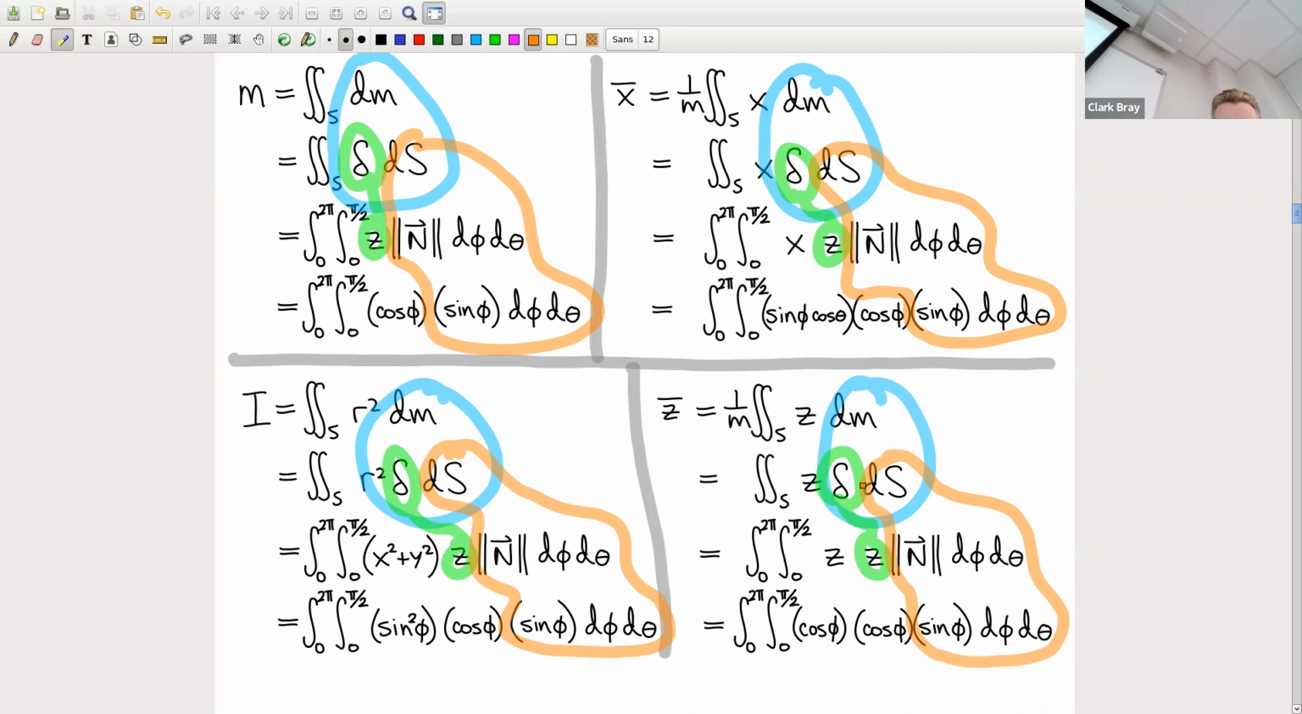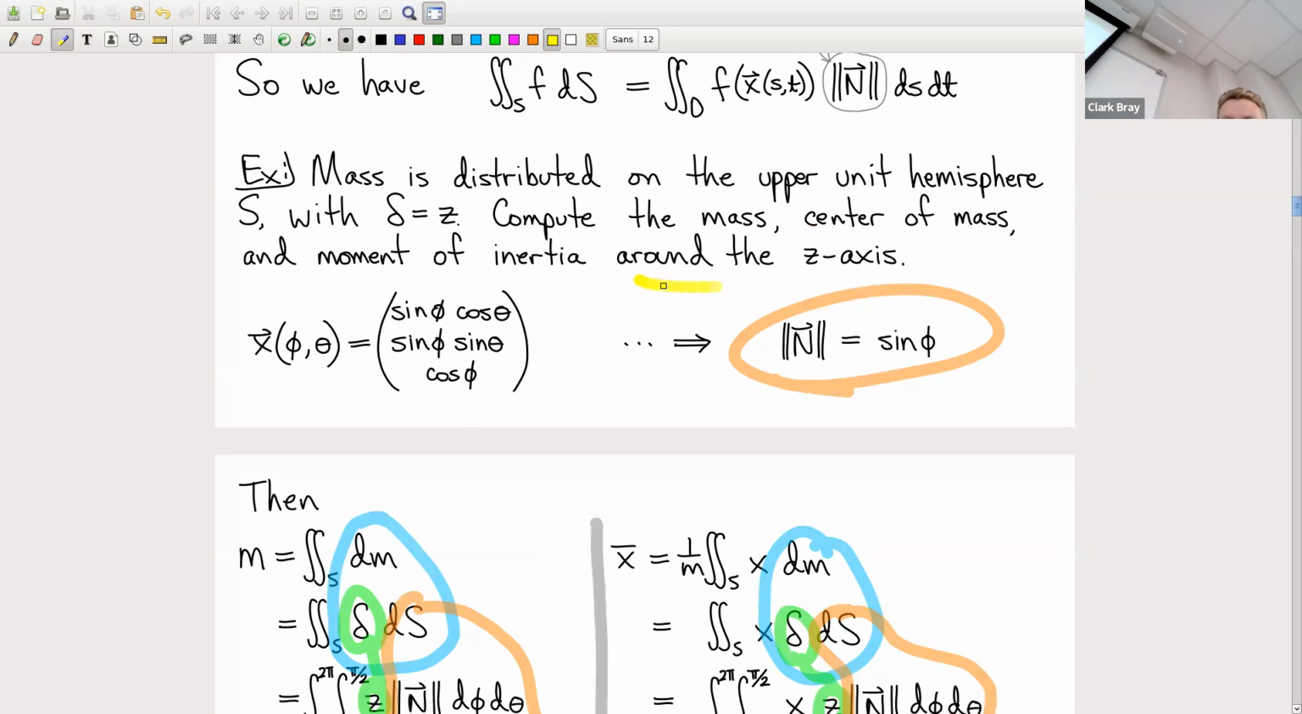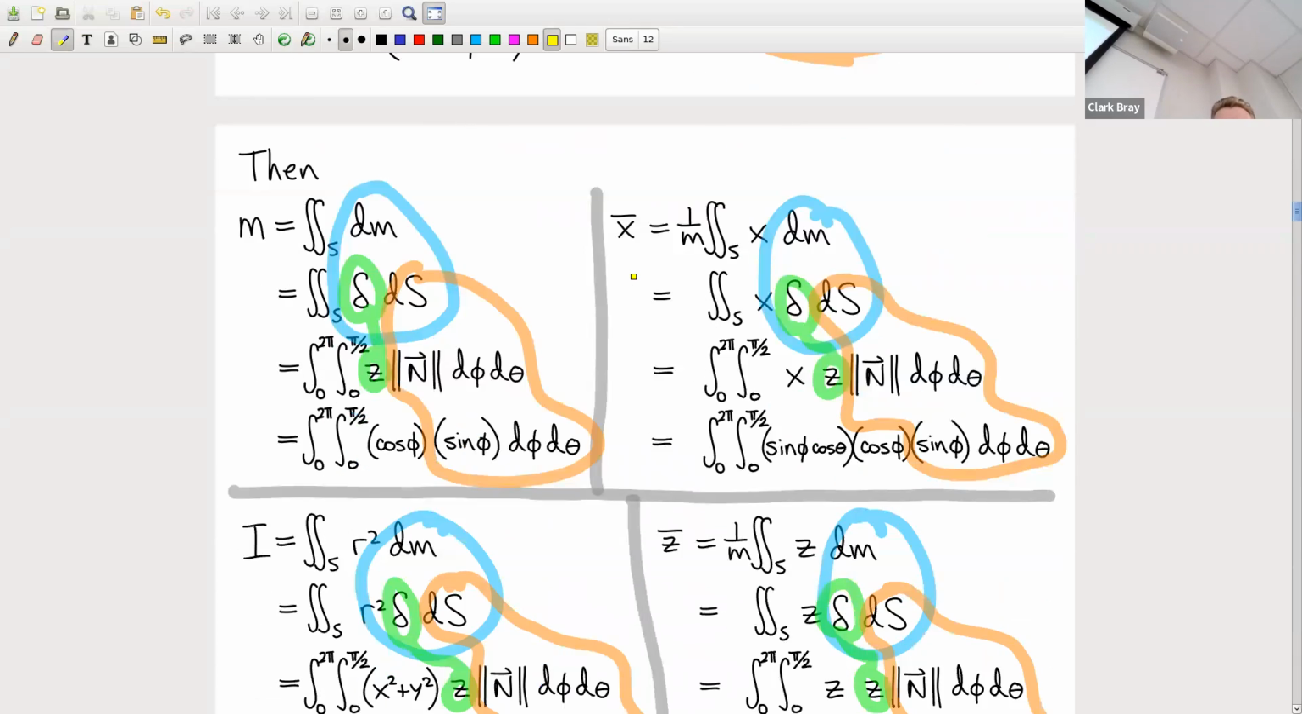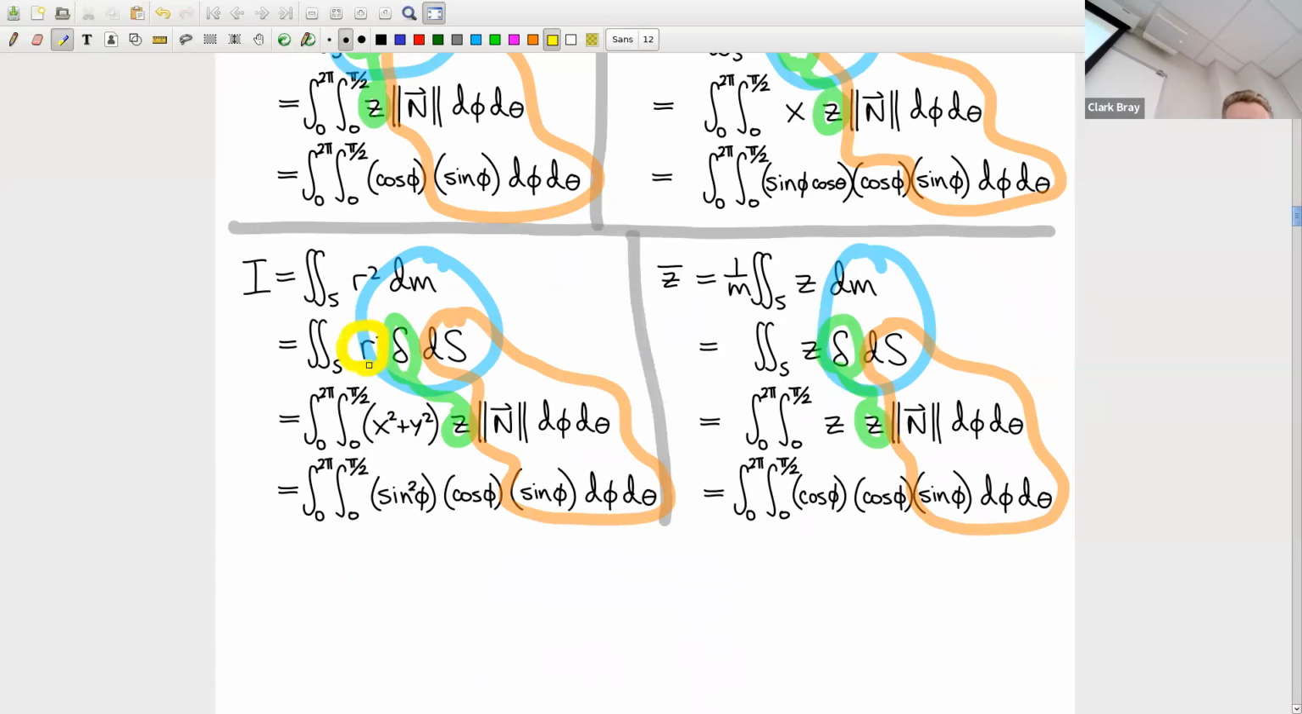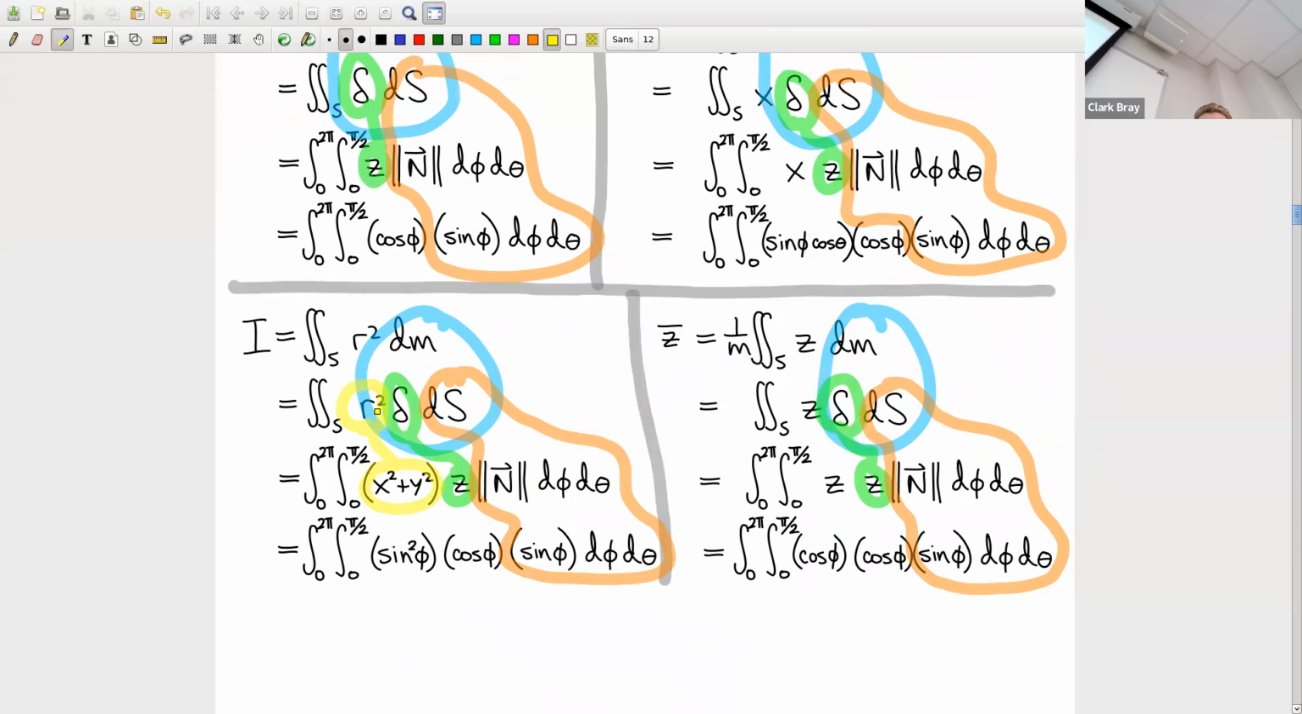Now we've got various different things to plug in. I guess we'd better observe that since we're rotating around the z-axis, for that moment of inertia calculation, going around the z-axis, our r is the square root of x squared plus y squared. So r squared is x squared plus y squared. That's a sort of peculiarity of that calculation. And everything else is just a matter of plugging things in. I mean, directly from our parametrization, z is cosine phi.